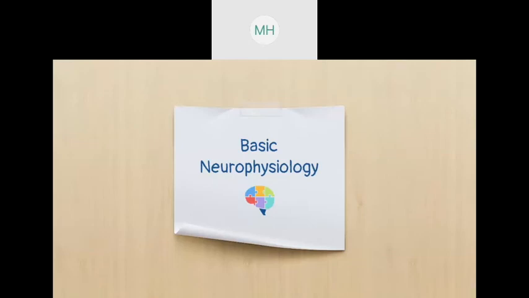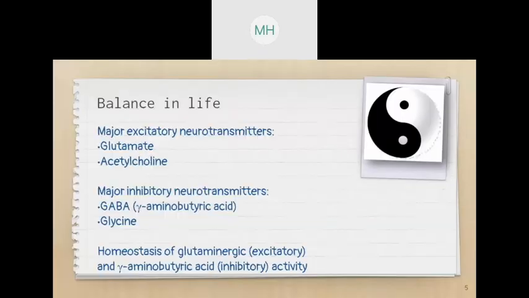Before we proceed to understand what the drugs are that we need to know, we just need to understand some basic neurophysiology. As we know, there is always a balance in life, where there are major excitatory neurotransmitters like glutamate and acetylcholine, and major inhibitory neurotransmitters like GABA and glycine, and also the homeostasis of the glutamatergic excitatory and the GABA activity balance.